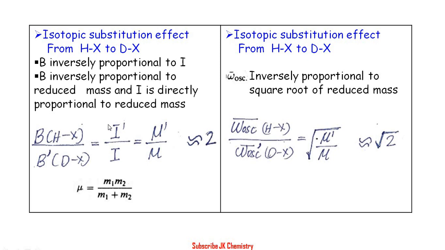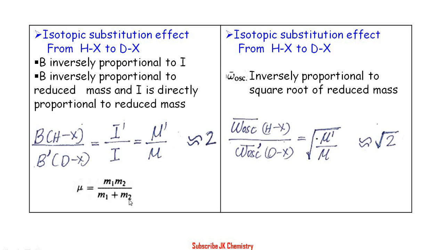We know that I is directly proportional to mu. We know that I is equal to mu r square, right? So I dash by I is mu dash divided by mu. By doing approximation, this is approximately 2. That is very important. The rotational constant of HX divided by the rotational constant of DX is approximately equal to 2.